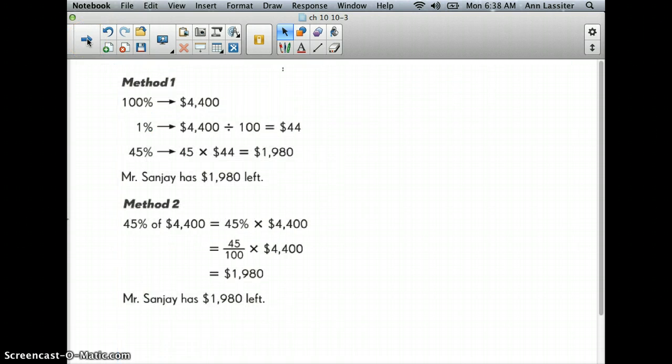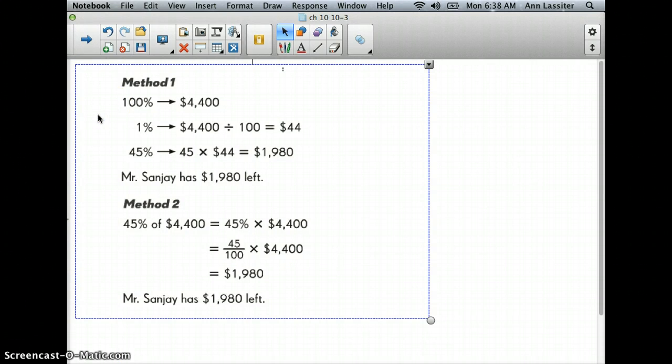So two different methods of looking at this. 100% again is 4,400. 1%, you divide by 100, you get 1% is equal to $44. So 45% would be 45 times $44, which is 1,980. So that's how much money Mr. Sanjay has left. You can also do it where you translate it into a multiplication problem directly.